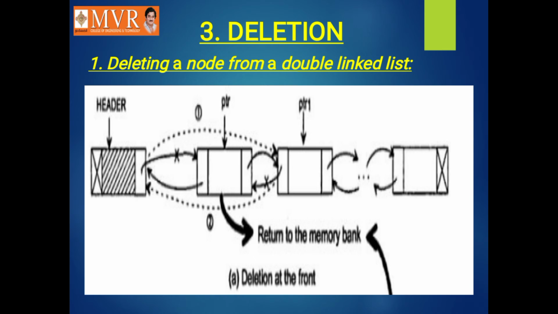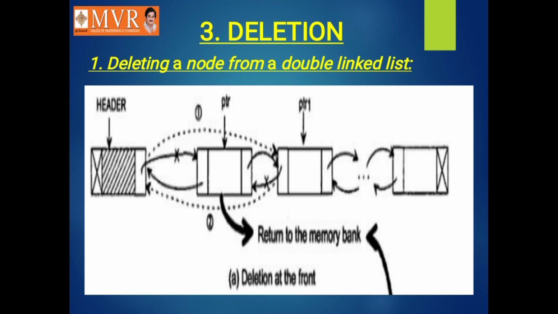In this, we start from the header node, and then after the header node, the first node exists. So we remove the links between the header node and the second node. That is shown using the dotted lines, and it's also marked 1 and 2. Okay, we remove that node, and I have already mentioned that after removing a node, we will return the node to the memory bank also. This will be done using the garbage collector.